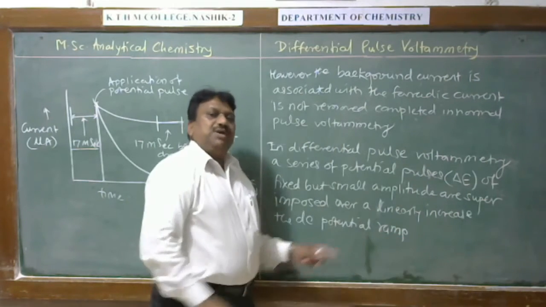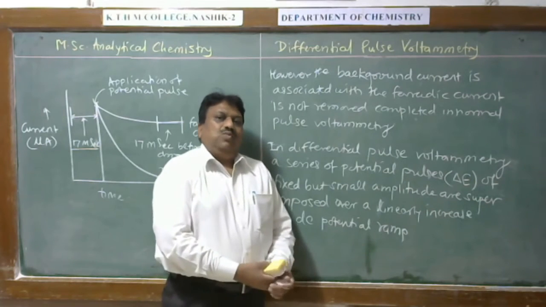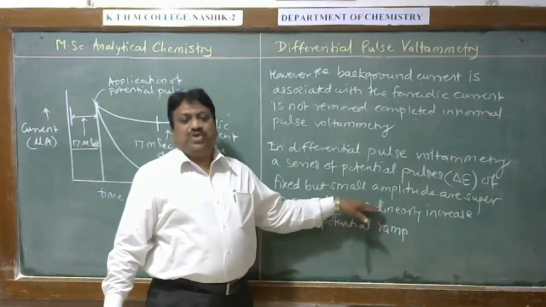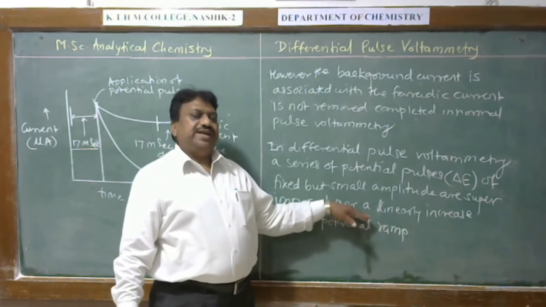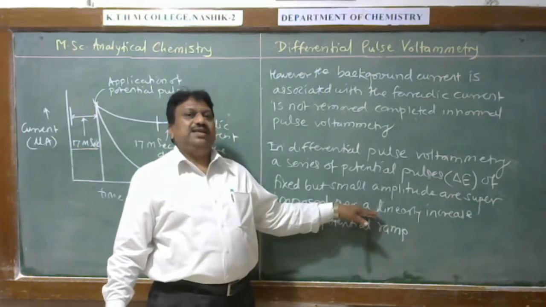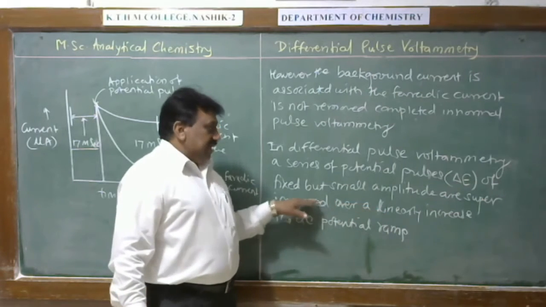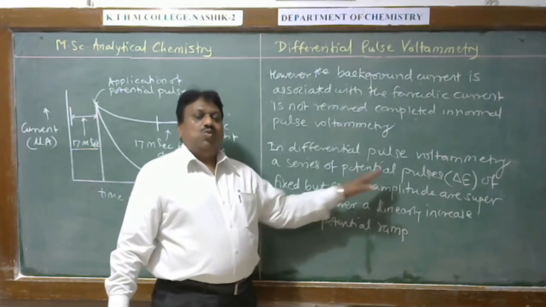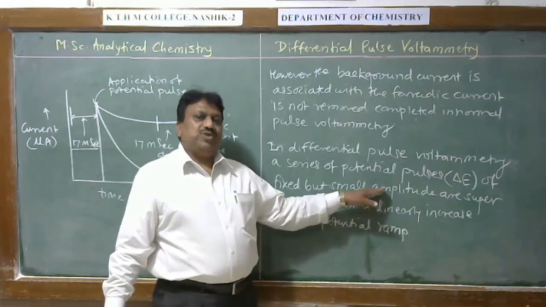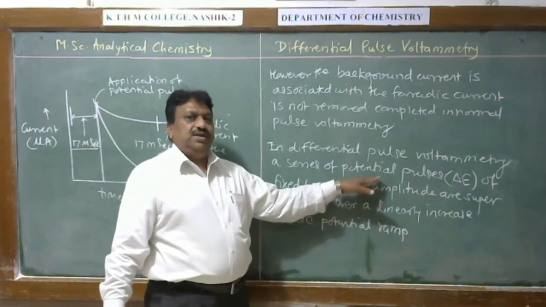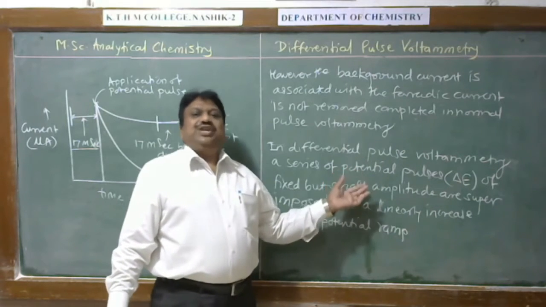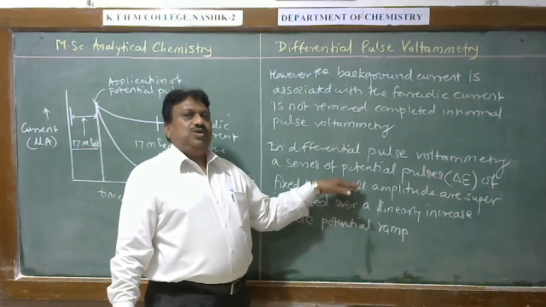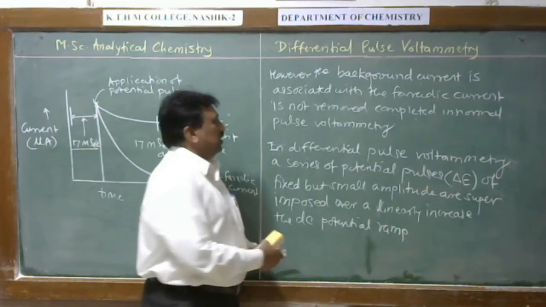That means in normal pulse voltammetry, we superimpose the potential pulse over the base potential. That is the minimum potential at which electrolysis of the analyte is possible. In this case, the base potential is linearly increasing. Over that linearly increasing base potential, that is direct current potential, direct current potential pulses are applied or superimposed, and two current measurements are carried out.